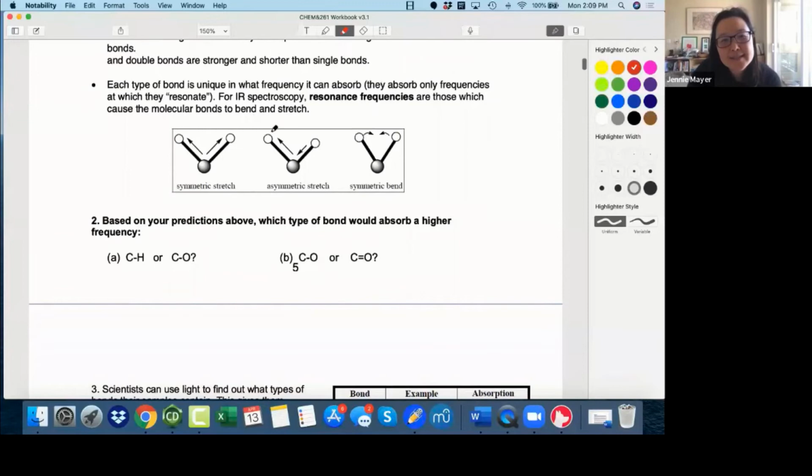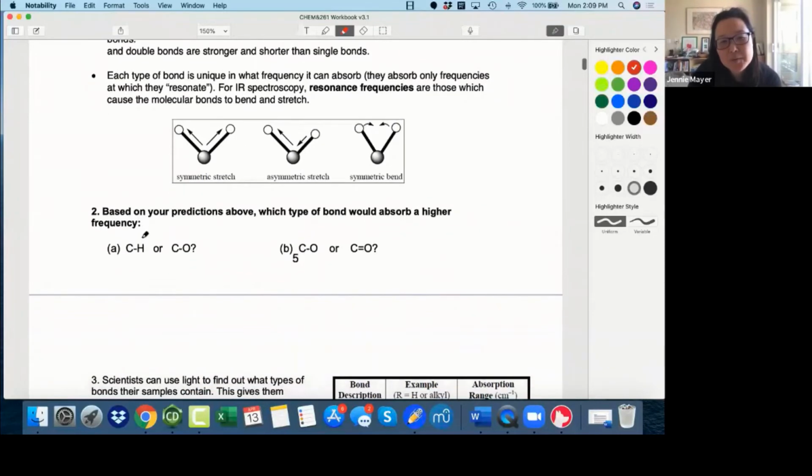So let's skip this for just a second. Which of these would have a higher frequency of light that is absorbed, based on those two factors? So I have single bonds of carbon to hydrogen versus carbon to oxygen. Focus on what's different about those two. Yeah, it's the H versus the O, and the H is lighter than O. So this should have a higher frequency.